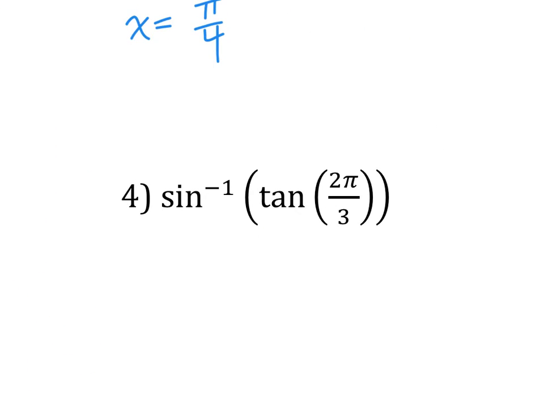All right, 2 pi over 3. So tangent 2 pi over 3 is going to be negative square root 3. Negative square root 3 is about negative 1.7, or basically it's bigger than 1 or less than negative 1, so this is no solution.